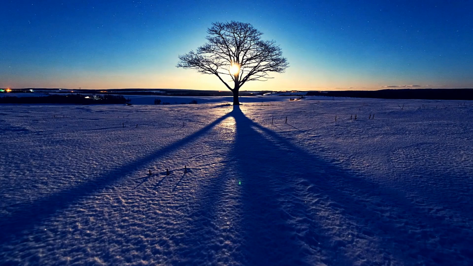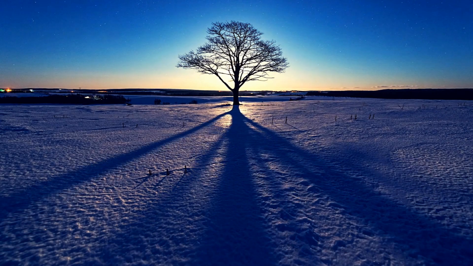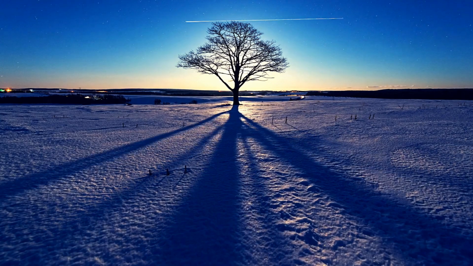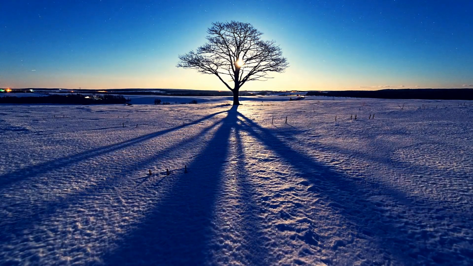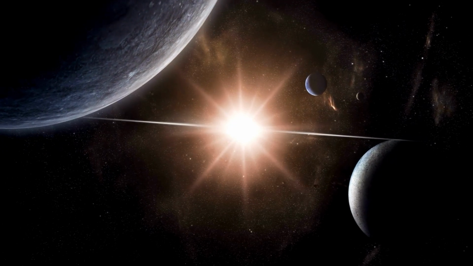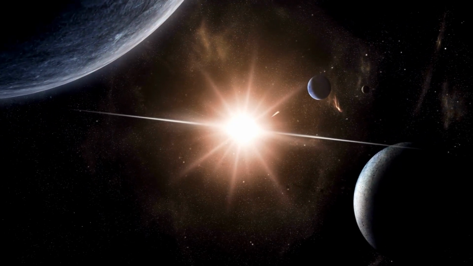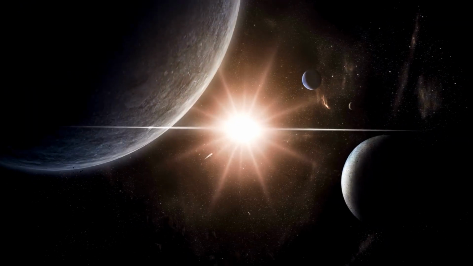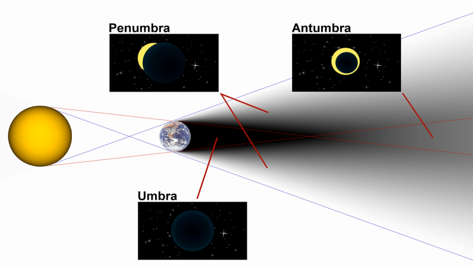Shadows are formed when light is blocked by an object, but in space, things get a bit more complex because light from a source like the sun spreads out. This creates three distinct shadow regions: the Umbra, Penumbra, and Antumbra. Now let's understand why the Earth and the Moon have three types of shadows with a simple experiment.